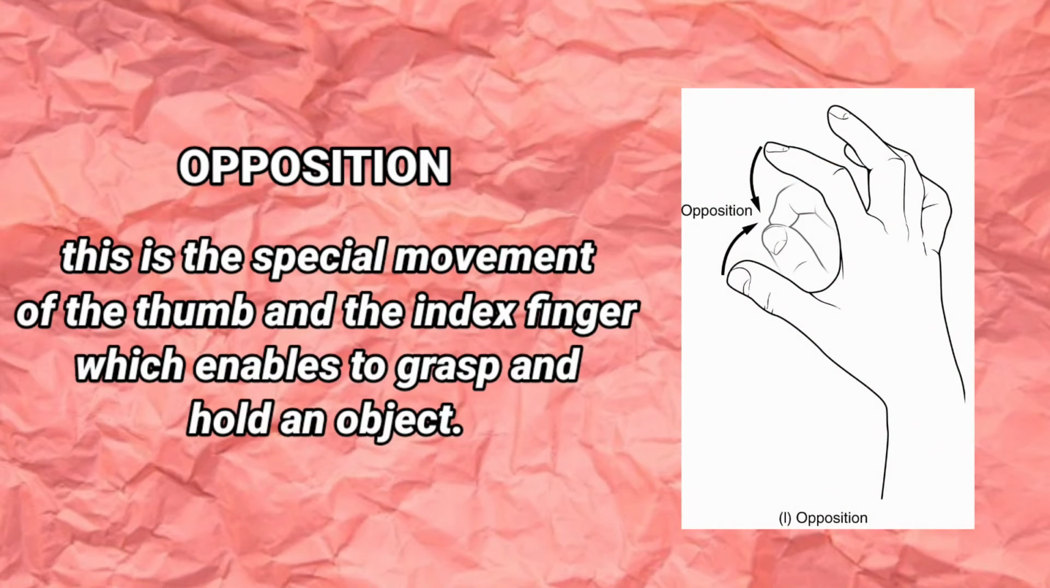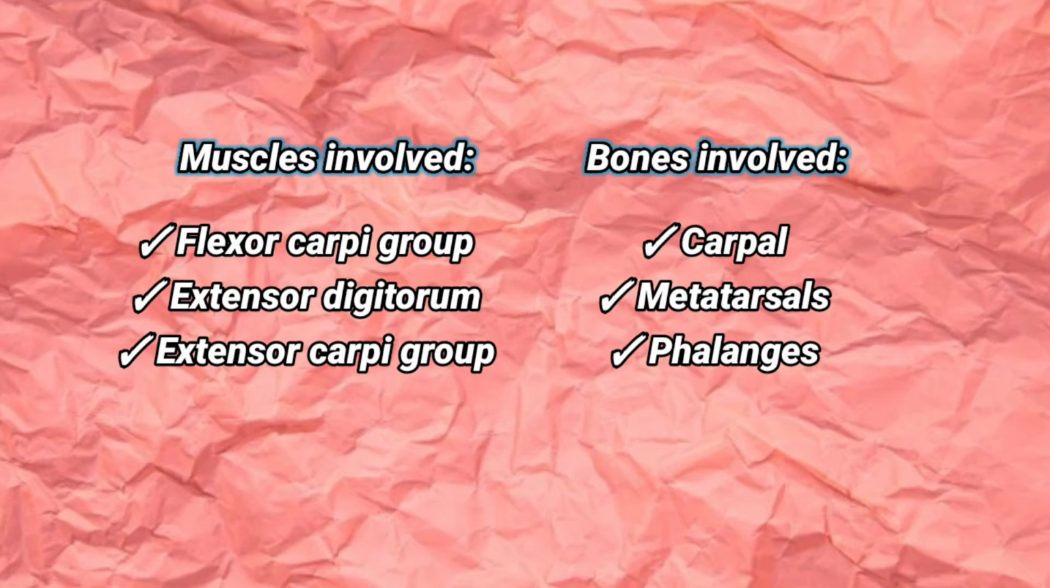This is the special movement of the thumb and index finger which enables one to grasp and hold an object. Muscles involved are flexor carpi group, extensor digitorum, extensor carpi group. Bones involved are carpal, metacarpal, and phalanges.